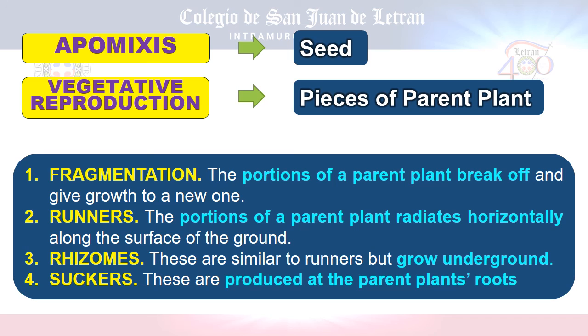This has four types. We have fragmentation, in which portions of a parent plant break up and give growth to a new one. Next, we have runners, in which portions of a parent plant radiate horizontally along the surface of the ground. Good examples of this are Bermuda grass and strawberries. Rhizomes are similar to runners but grow underground. Good examples of this are asparagus and ginger.